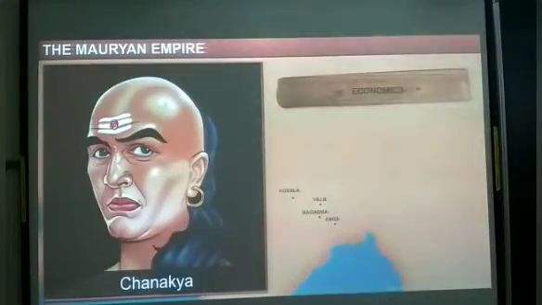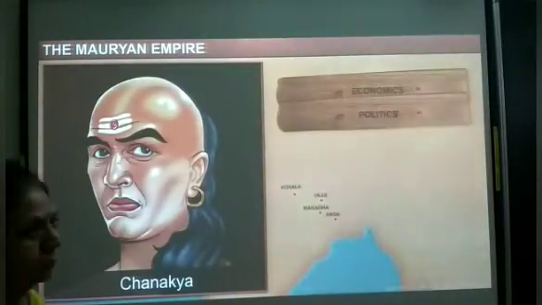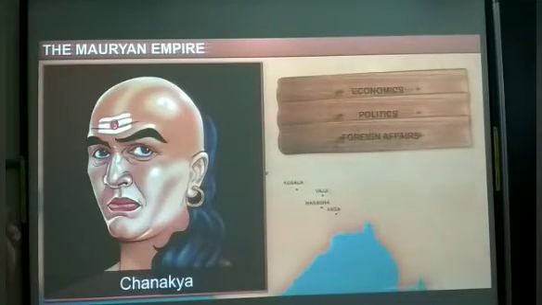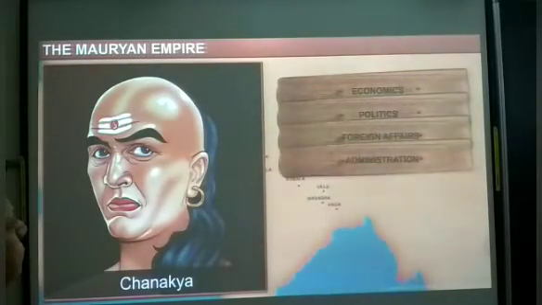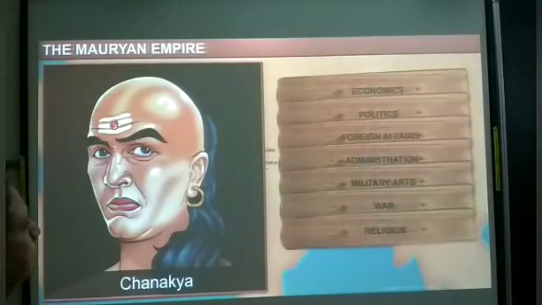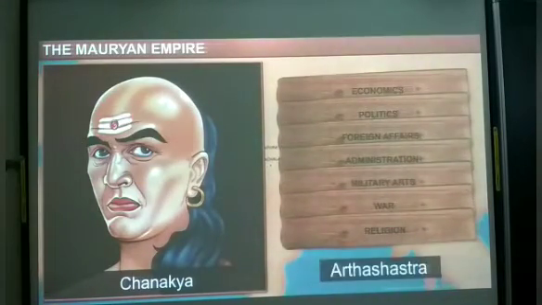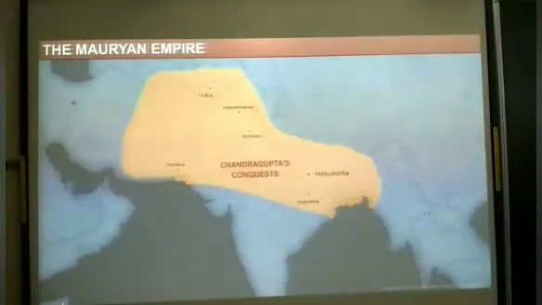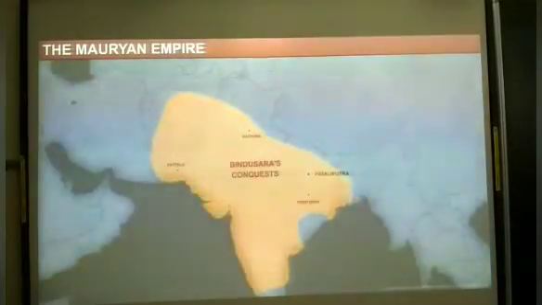He wrote his thoughts on economics, politics, foreign affairs, administration, military arts, war and religion in a book called Arthashastra. Chandragupta Maurya was succeeded by his son Bindusara, who extended the Mauryan Empire till Karnataka.